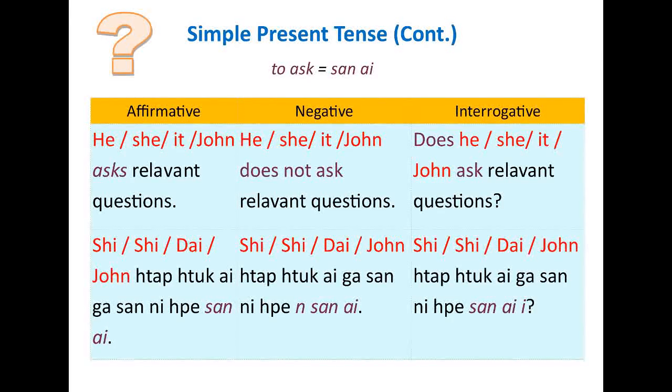Let's learn how to form negative sentence. He, she, it, John does not ask relevant questions. In Kachin, Jinghpaw, she, he, it, John, taptuk ai ga san ni phe san ai. Let's learn how to form interrogative question sentence. Does he ask relevant questions? Does she ask relevant questions? Does it ask relevant questions? Does John ask relevant questions? She, John, taptuk ai ga san ni phe san ai e.